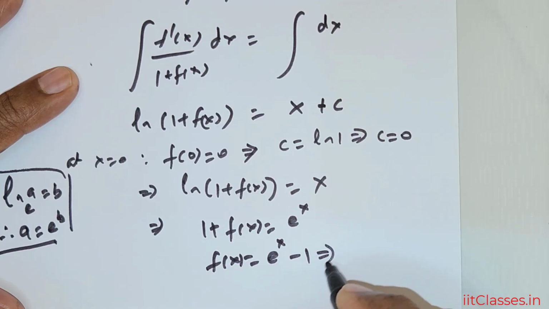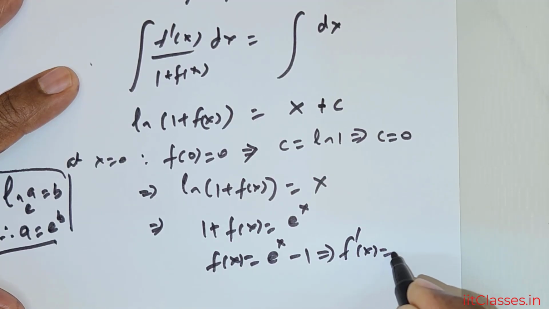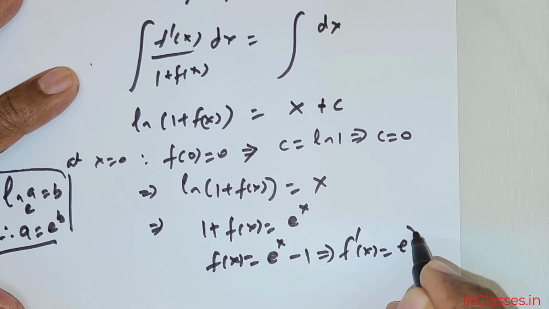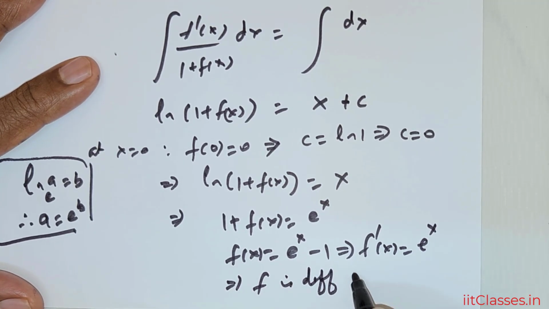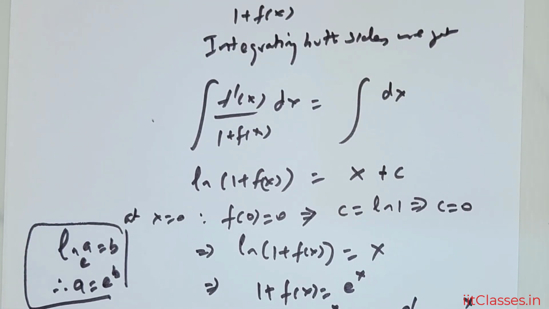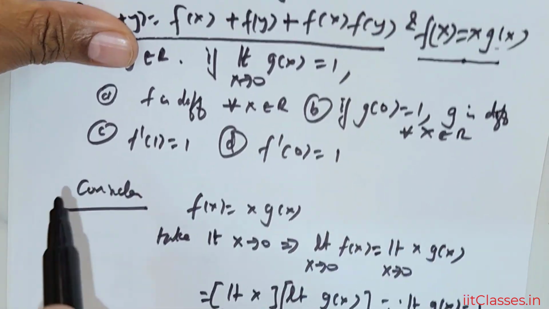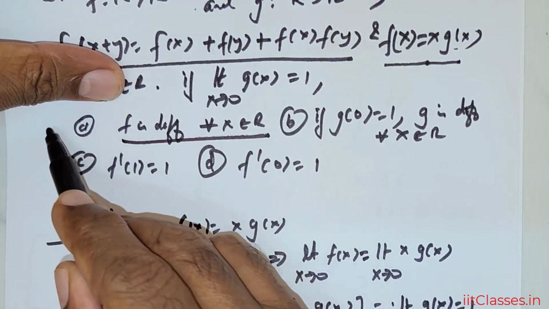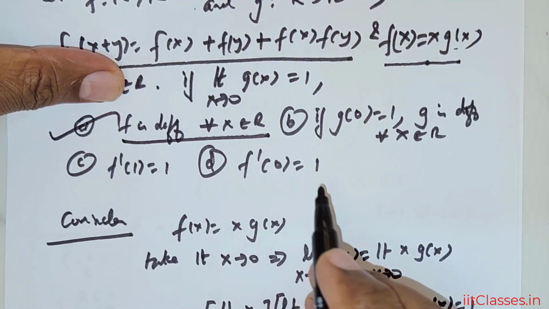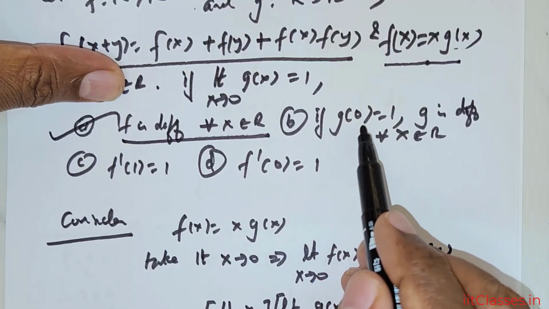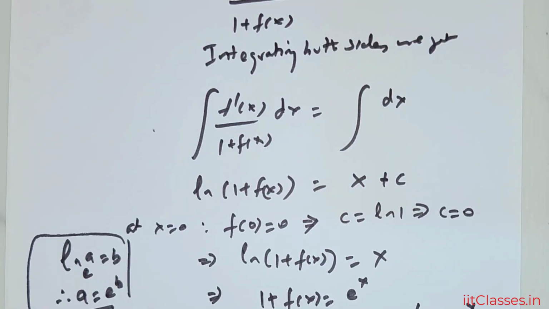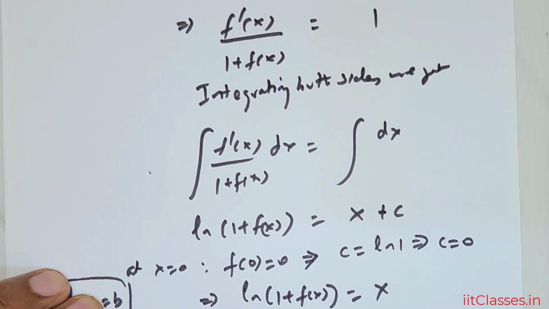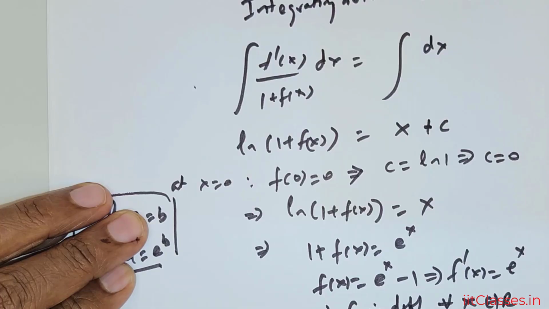Now, find out f'(x). From here, f'(x) is equal to e^x. So this means f is differentiable for every x element of R. So that is the first deduction. You see here, f is differentiable for every x element of R. Okay, that is true. But we have to find out, if g(0) is equal to 1, whether g is differentiable. So we will have to move in for that.